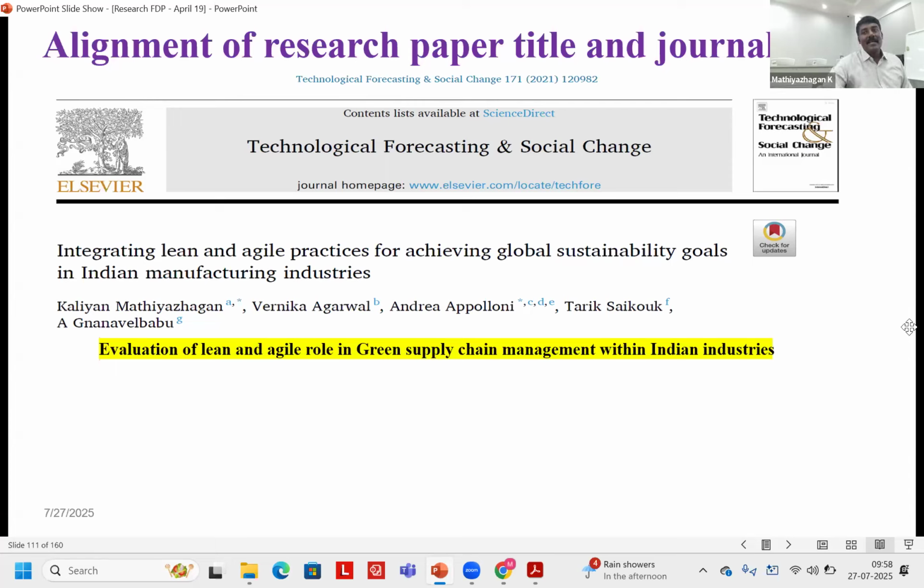Is it clear? Alignment of the research paper title and the journal scope. This is the actual title, but for the journal's perspective I have changed it. But I never changed the information. I used different words, but the information is the same. Is it clear? Any doubt on this one?